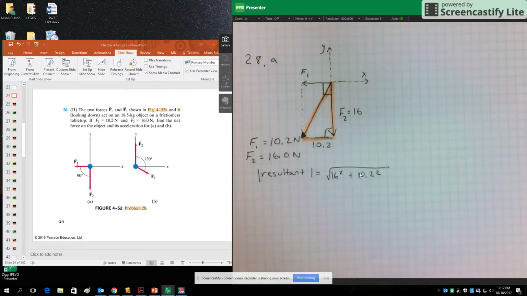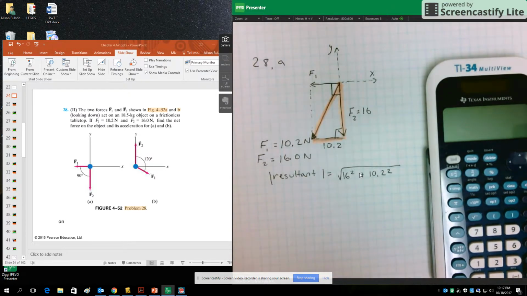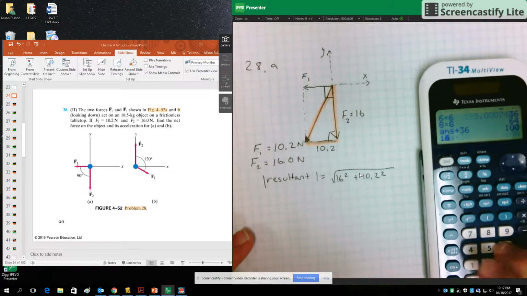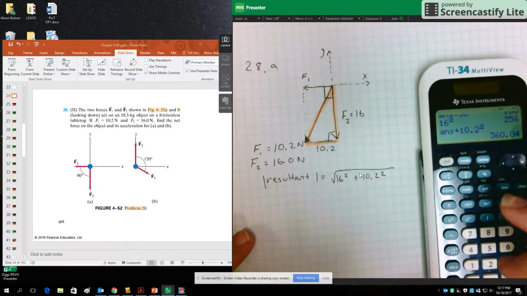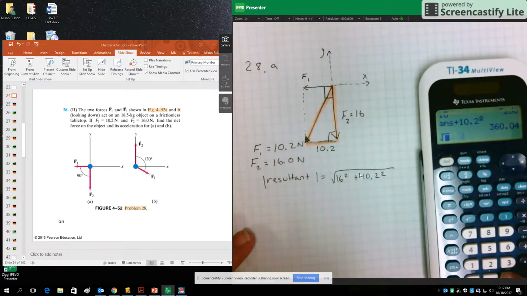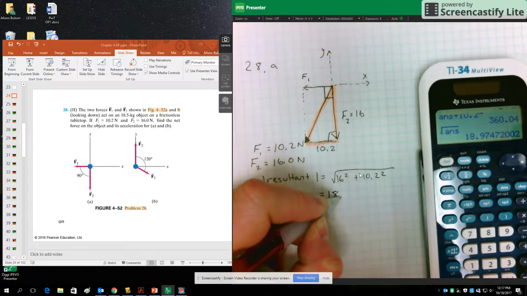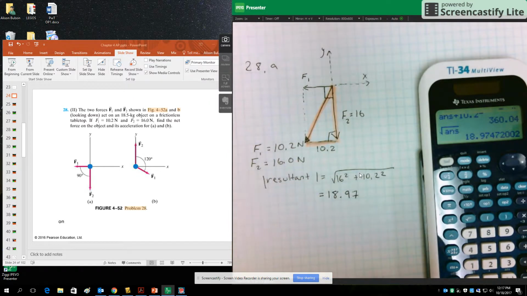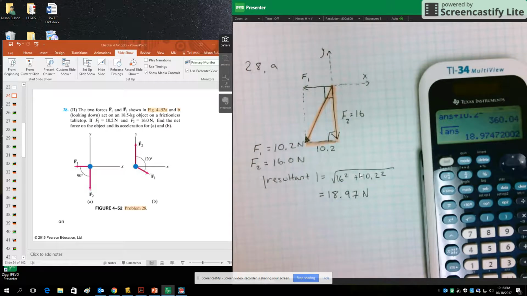And, I wonder if I can put this where you can see it. There you go. This is going to end up getting a little crowded, but 16 squared plus 10.2 squared, and then I take the square root. So I have a resultant magnitude of 18.97. More sig figs than we need, but that's fine.